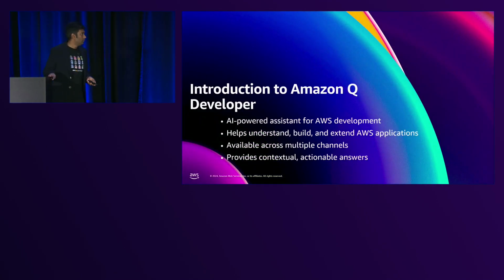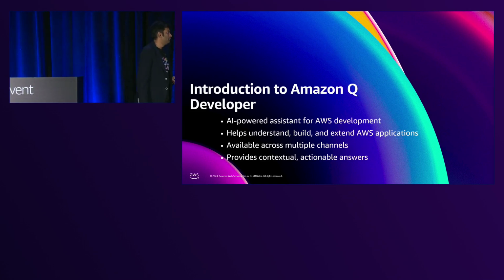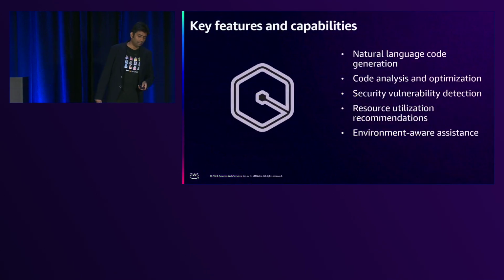Let's look into Amazon Q Developer, right? So what is it? It's a coding companion which can give you better recommendations based on your code, based on the project which you're creating, available across multiple channels, and provides contextual and actionable answers.